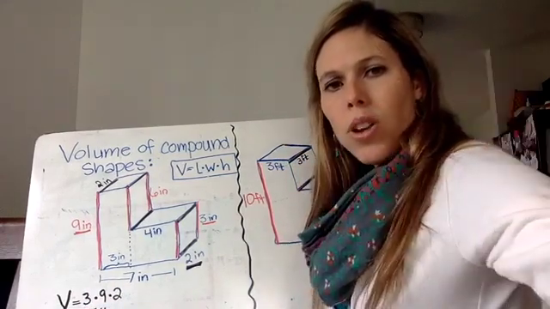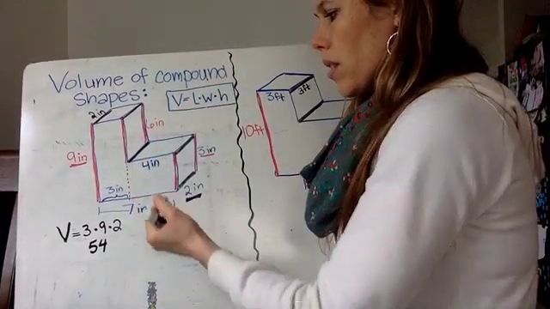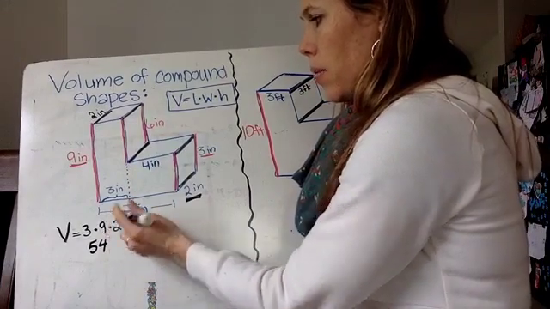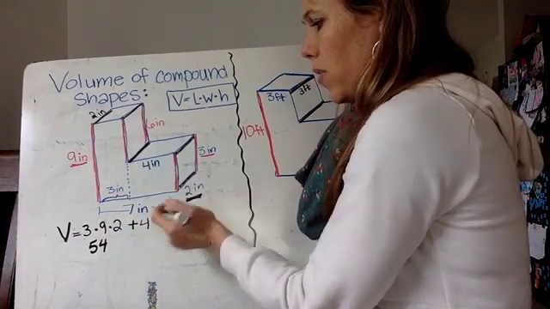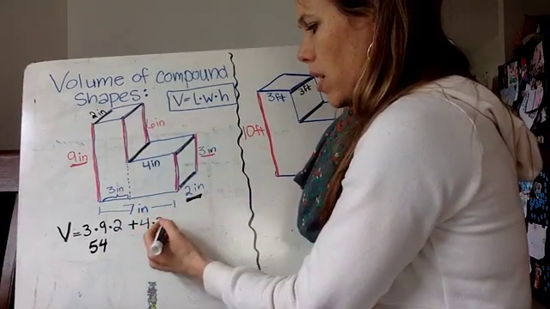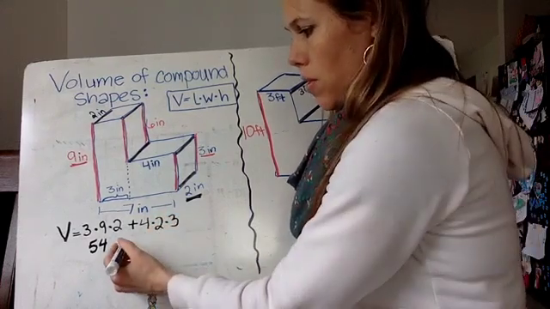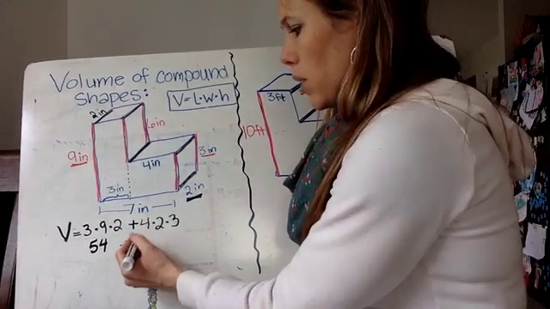And then I'm going to also calculate the volume of the other piece. Using the dimensions from the other part, I'm going to have a width of 4 and a depth of 2 and a height of 3. So I'm going to do 4 multiplied by 2 multiplied by 3. So altogether that gives me 24.